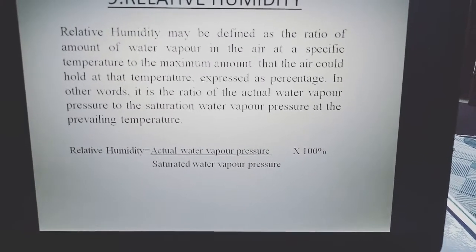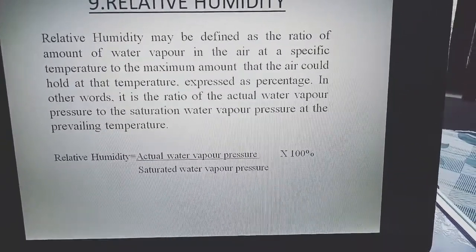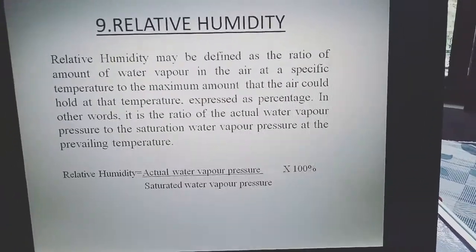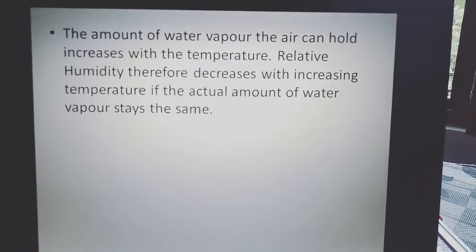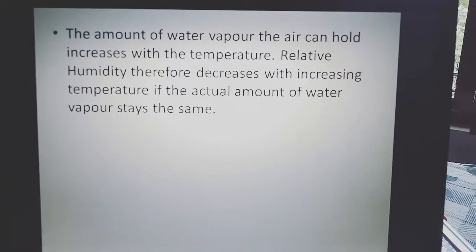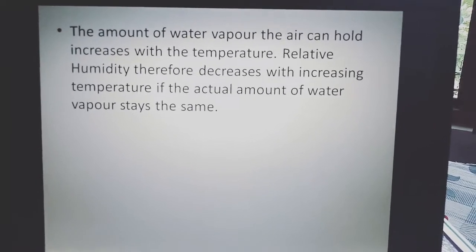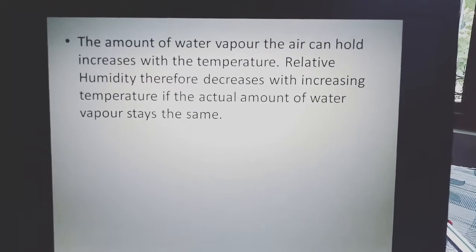You can see the formula of relative humidity: actual water vapor pressure upon saturated water vapor pressure times 100, and it is expressed in percentage. The amount of water vapor the air can hold increases with temperature, which means relative humidity decreases with increasing temperature if the actual amount of water vapor stays the same.